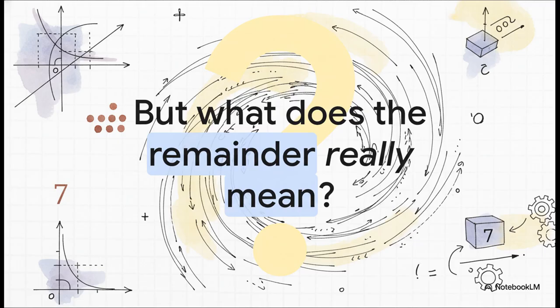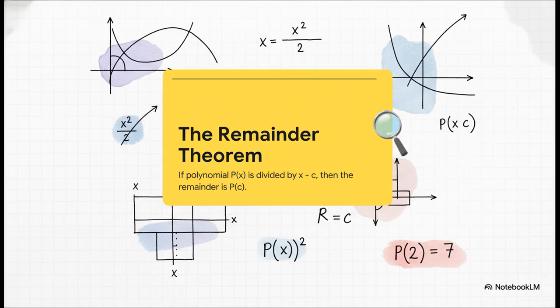And it's easy to just write R7 and call it a day. But have you ever really stopped and asked yourself, what does that number mean? What does it represent? Because its real meaning, well, that's the key to this whole thing. And here it is, the remainder theorem. It's so simple but so cool.